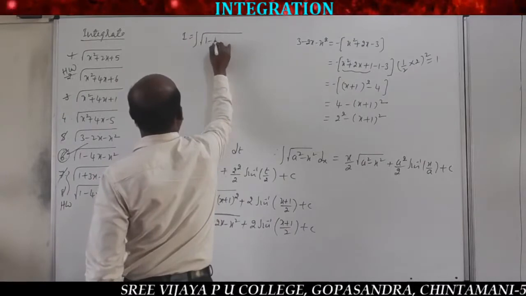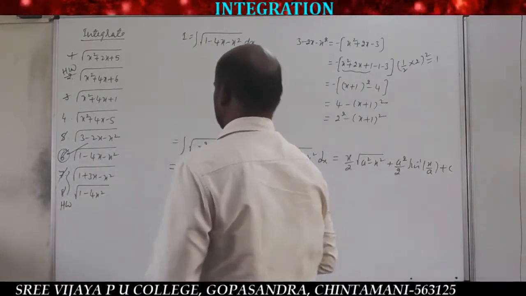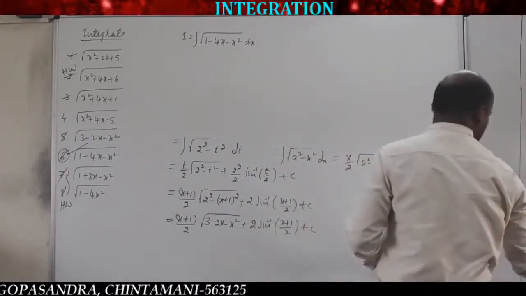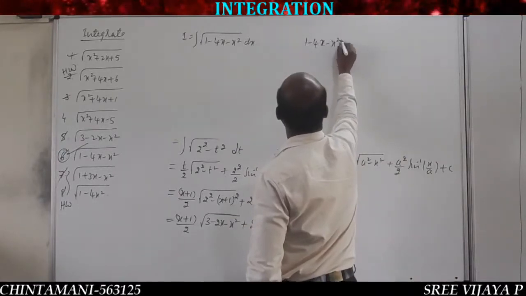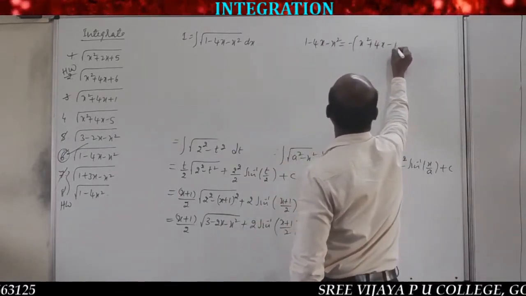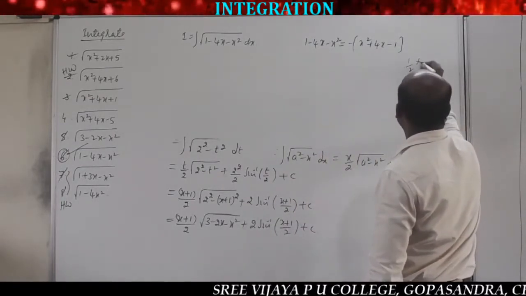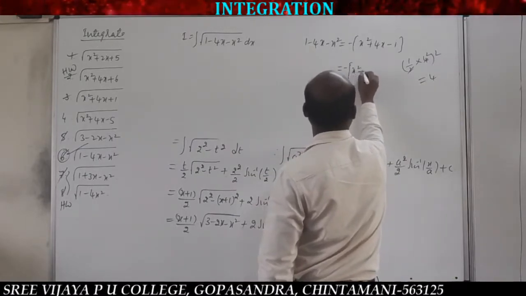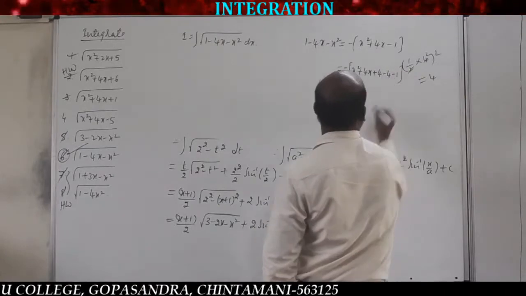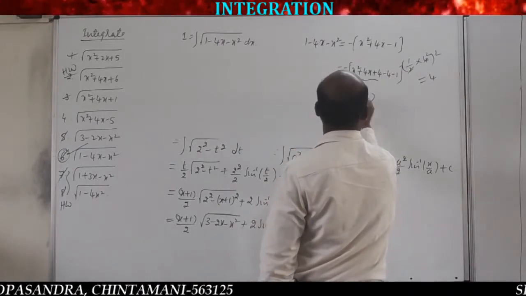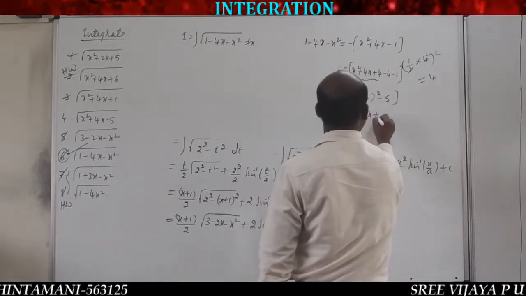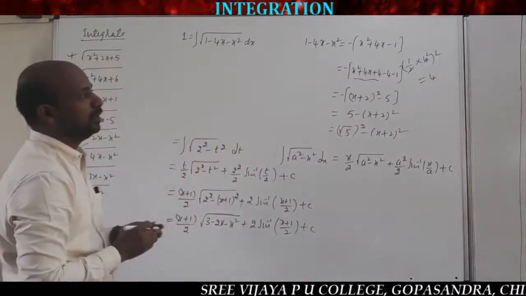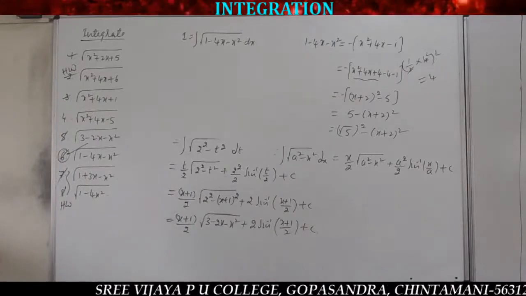I is equal to the integral of root of 1 minus 4x minus x square with respect to x. One minus 4x minus x square is minus of x square plus 4x minus 1. Half the coefficient of x is 4, whole square, so add and subtract 4: minus of x square plus 4x plus 4 minus 4 minus 1, minus of x plus 2 whole square minus 5. That is 5 minus of x plus 2 whole square, which is root 5 whole square minus of x plus 2 whole square.